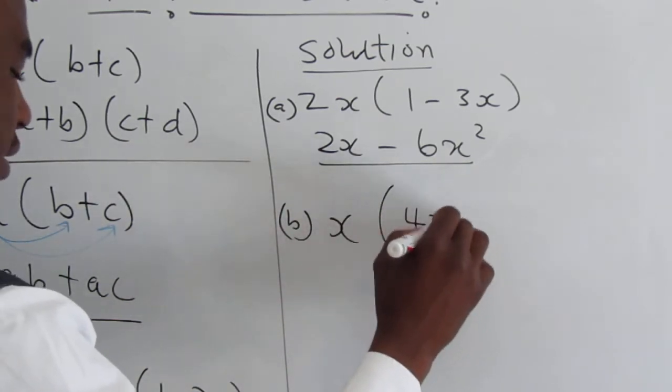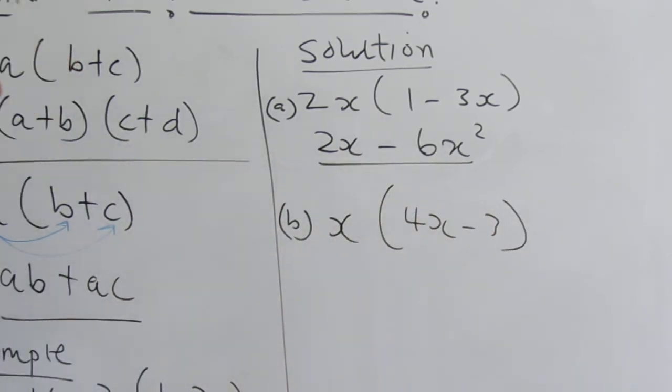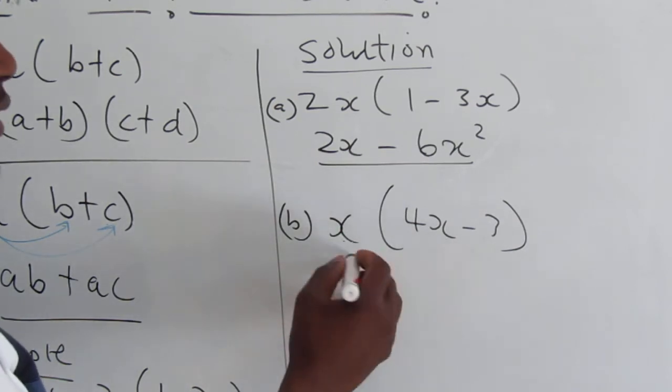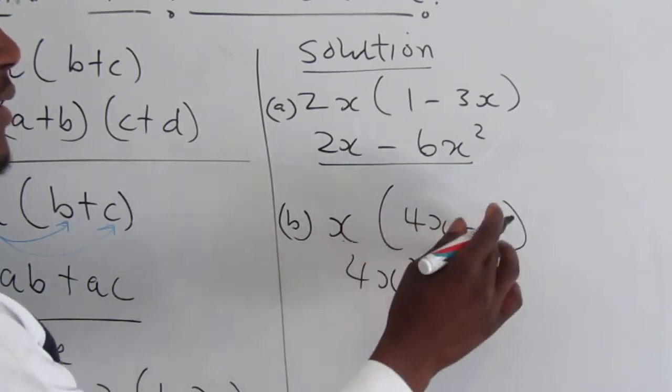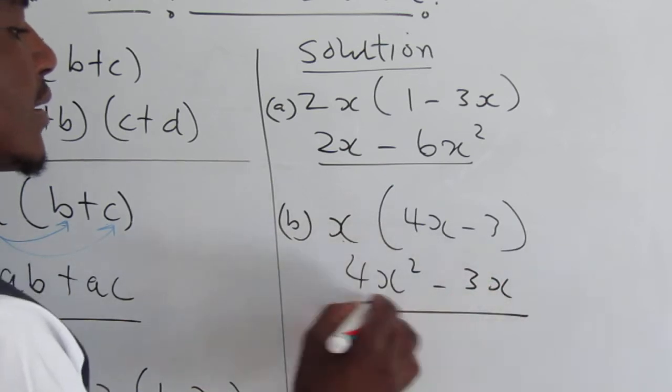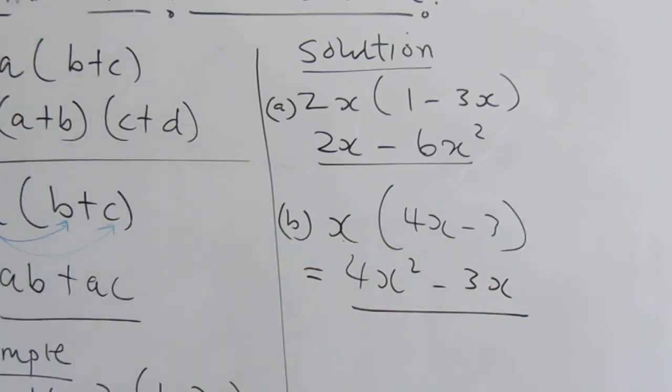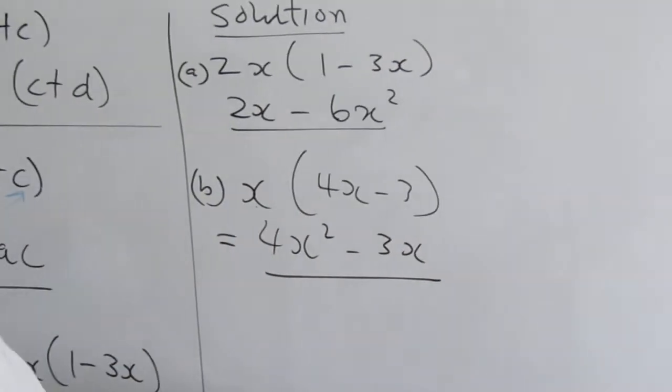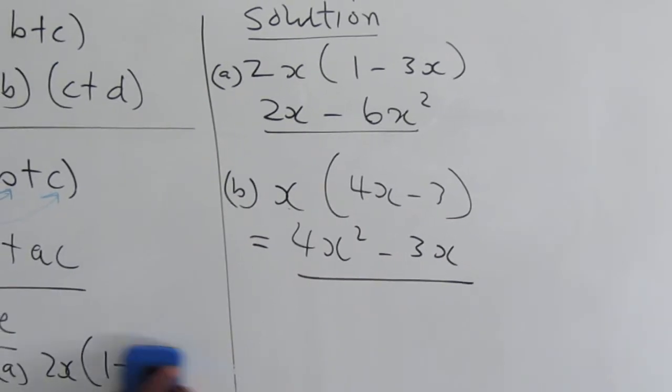Part B, x times (4x minus 3). Alright, what do we get? x times 4x, we get 4x squared. x times minus 3, we get minus 3x. That's the result. Let us look at example 2.